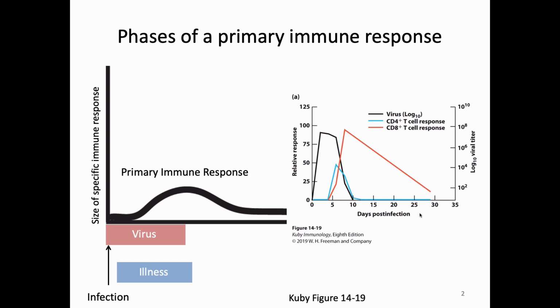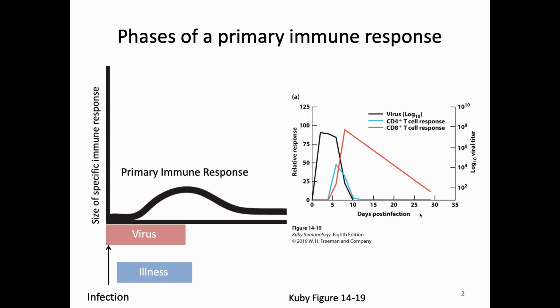On the right is a figure from your textbook that talks about some of this a little bit more numerically. So here you can see in black the virus replication and what that virus replication looks like over time. In red and in blue, you can see the CD8 and the CD4 positive T cell response. In both cases, you can see that it takes a little while for those responses to peak. And you can see that those T cells are going to reduce that virus replication level.